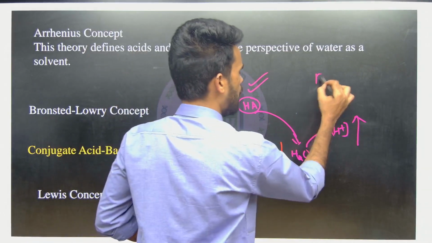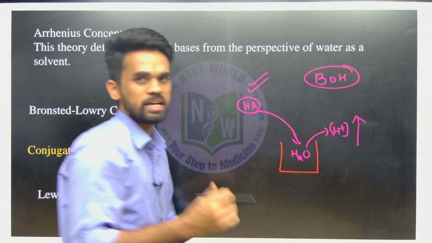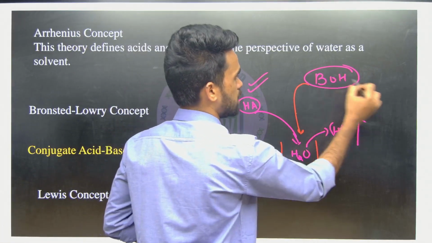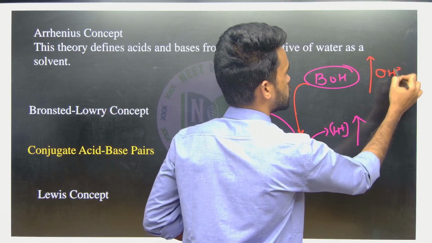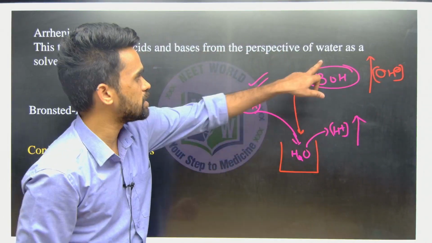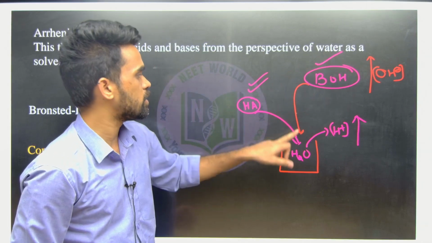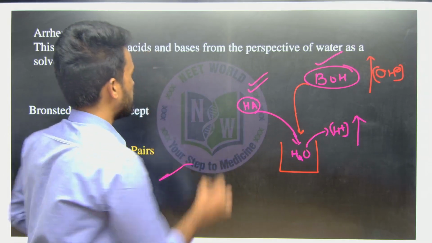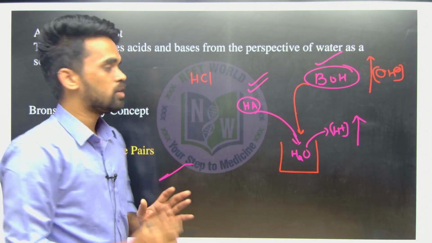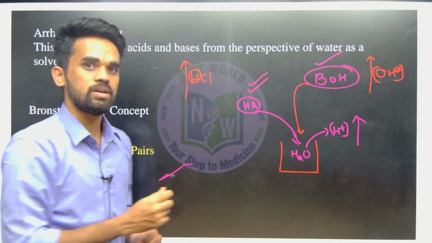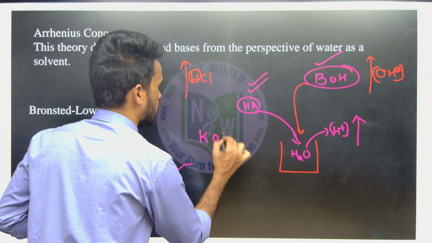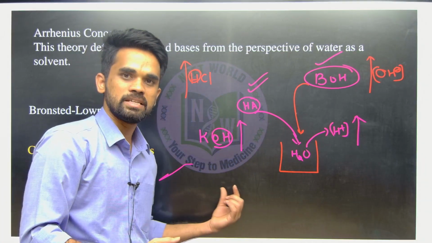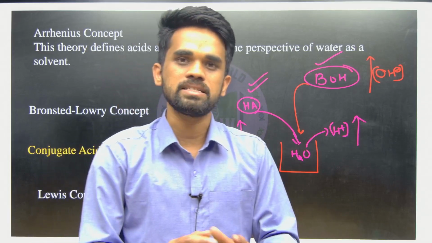Similarly, I am placing one more compound like this. BOH is a compound. Now I am placing this substance in the water. That substance increases hydroxide ion concentration, OH minus ion concentration. Then you can say this is a base. If it is increasing H plus ion, you can say acid. Increasing OH minus ion concentration, say base. For example, HCl is an acid, because it increases H plus ion concentration in the water. Similarly, KOH increases OH minus ion concentration, so you can say this is a base. Like this we can identify acids and bases.